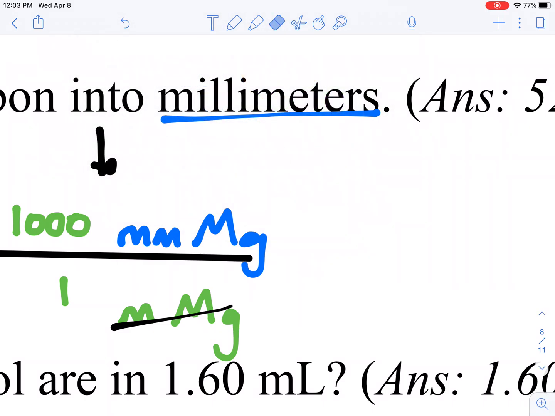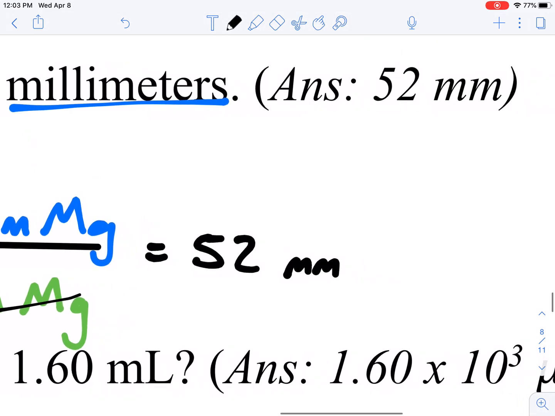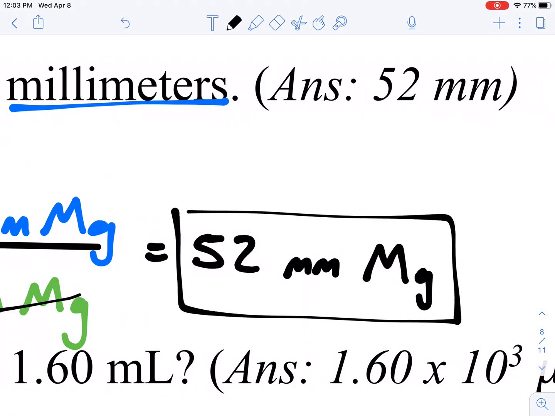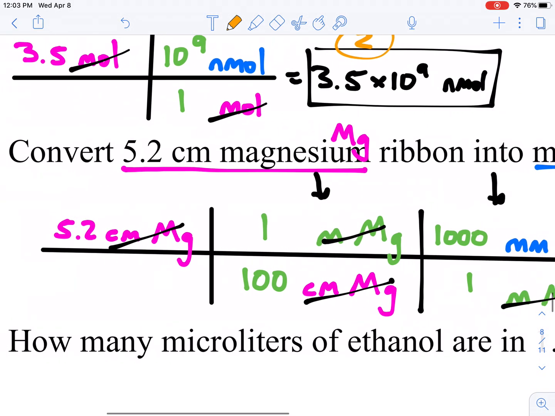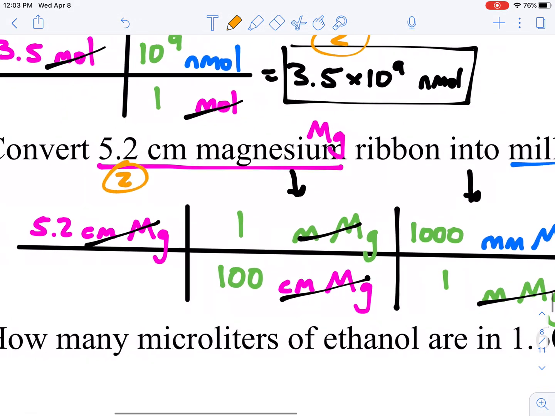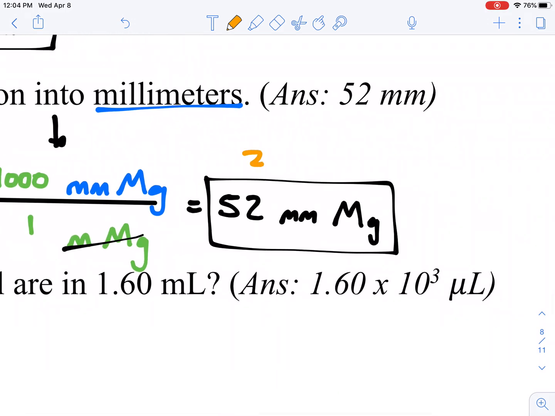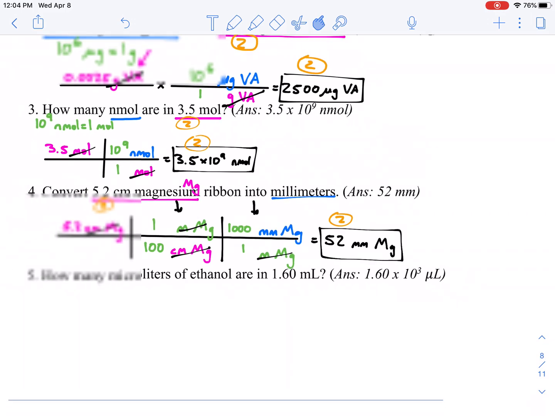Let's keep this black. We'll end up with 52 millimeters of magnesium. And the last step here, let's check our significant figures. You'll notice that we started the problem over here with 2 significant figures. That means our answer is going to have 2 significant figures.